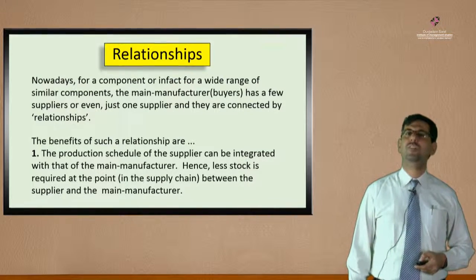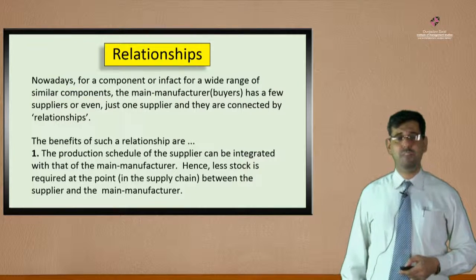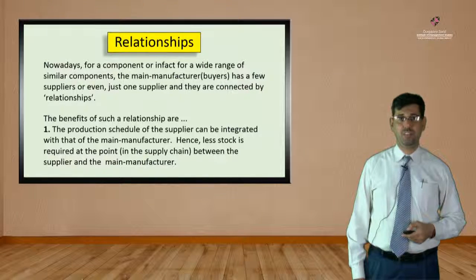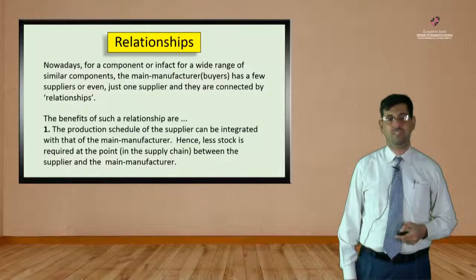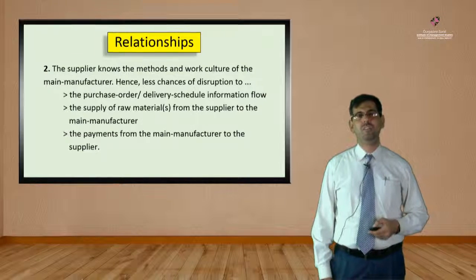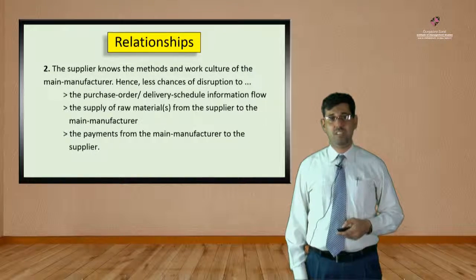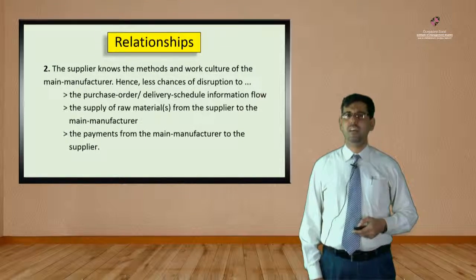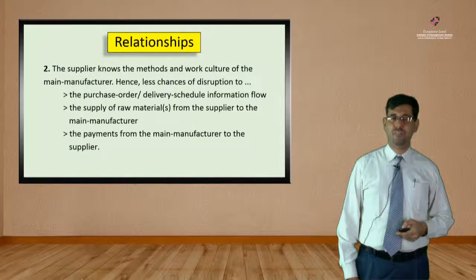What are the benefits of such a relationship? The production schedule of the supplier can be integrated with the main manufacturer. Since there is integration between the production schedules of the two manufacturers, that is, the supplier and the main manufacturer, less safety stock is required. The supplier of raw materials knows the methods and work culture of the main manufacturer. Hence, the communication between the supplier and the main manufacturer is better and faster, more accurate and more complete. Hence, there are fewer chances of disruption of information between the supplier and the main manufacturer.